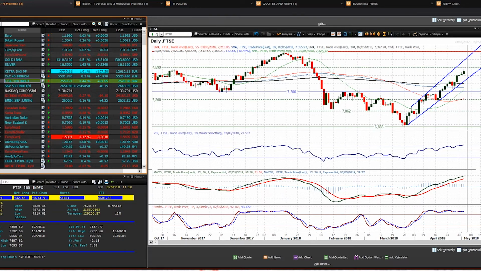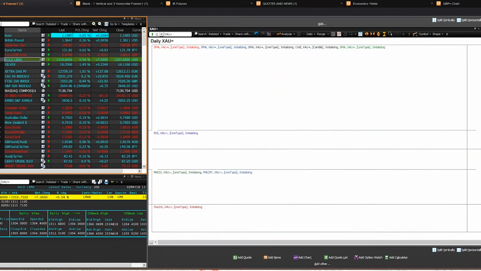FTSE 100 continues to climb. The weakness of sterling, as long as sterling continues to weaken, I think FTSE 100 is going to continue to climb.